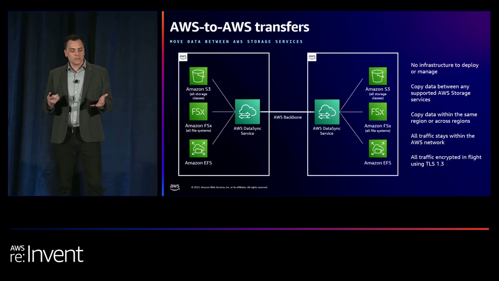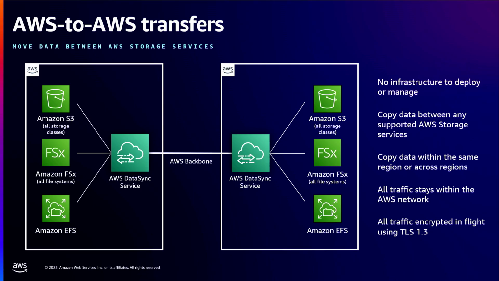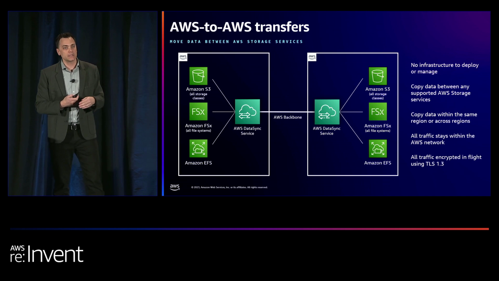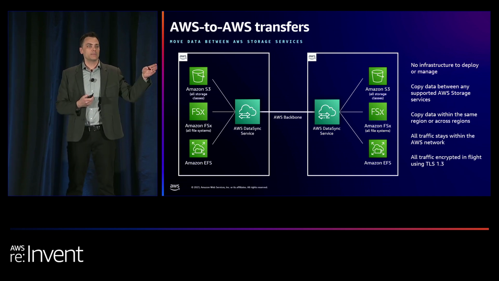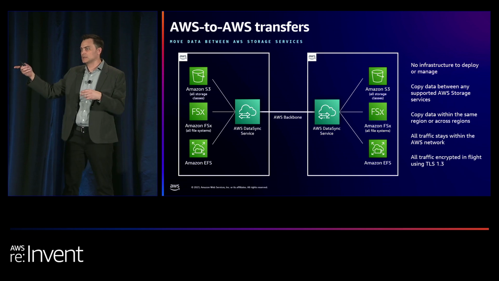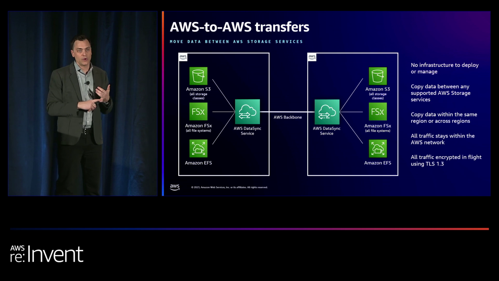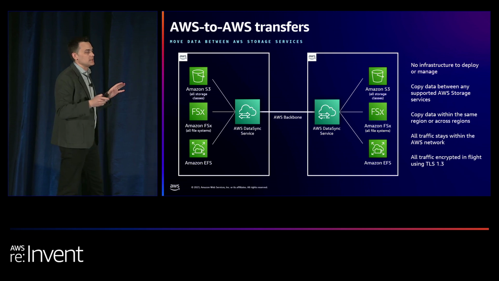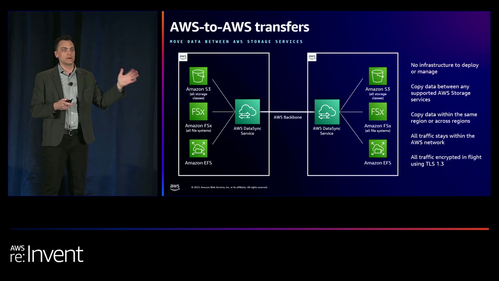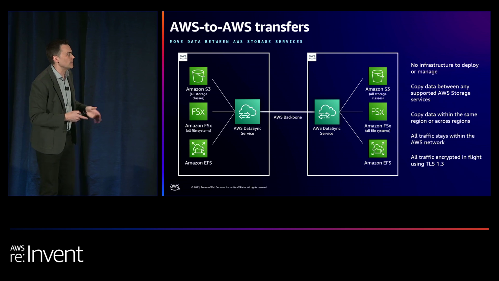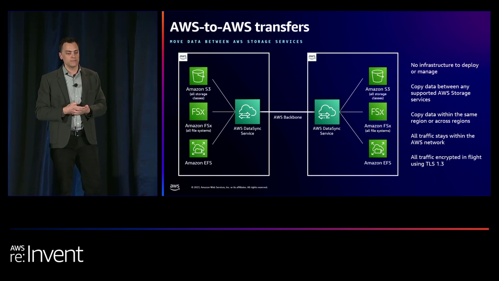Now, when it comes to AWS transfers, one of the nice things is that there are no agents to deploy because we're talking completely with AWS storage services. So there's no agents to deploy, no infrastructure to manage. You can literally just call an API, say, copy from this S3 bucket to this S3 bucket. It's super easy. And you can copy data within the same region or across regions using DataSync. The nice thing is that all the traffic stays within the AWS network. It never leaves, goes out to the internet and comes back or anything like that. It's all within AWS. And again, all traffic is encrypted in flight.